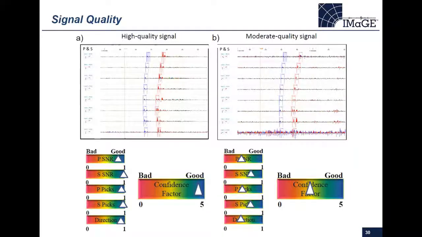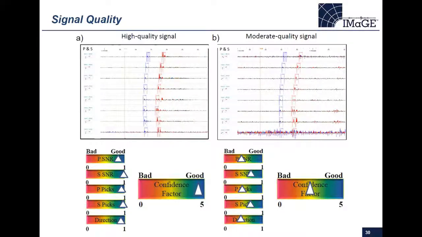So the confidence factor is made up of the P and the S signal to noise ratio. If it's a very noisy event, it's going to have a lower confidence factor. And there's not a lot that you can do in processing to fix that. You can try and develop a better filter, but beyond that, if it's a noisy event, it's a noisy event.